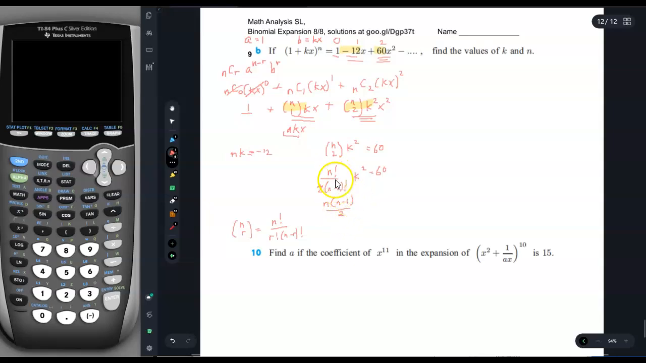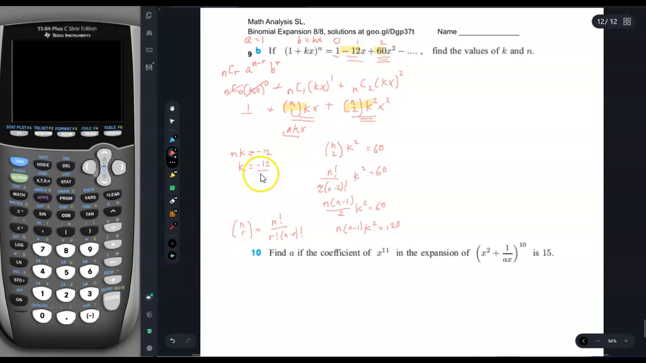Right? n factorial divided by (n minus 2) factorial is n times (n minus 1). k squared equals 60. Okay, so we have n times (n minus 1), k squared equals 120, right? Now let's try to get rid of our k value here.